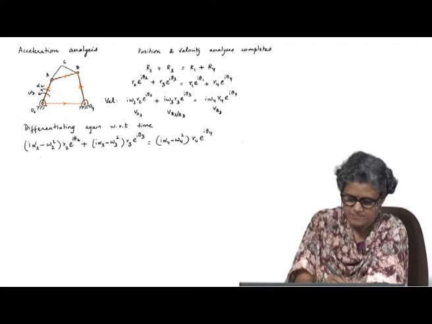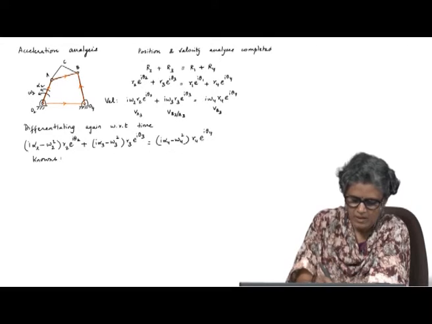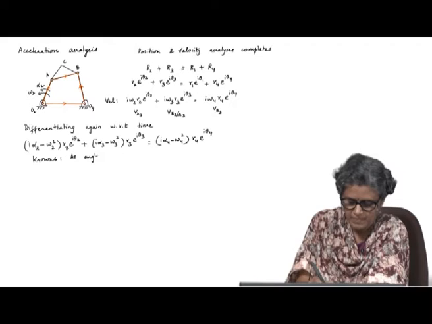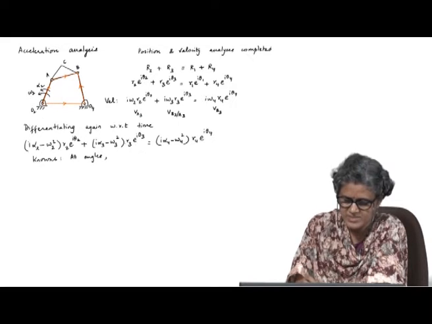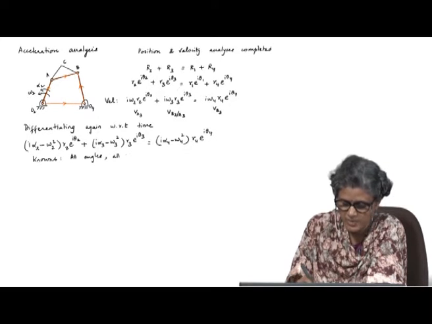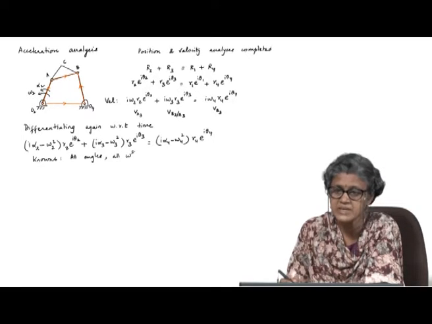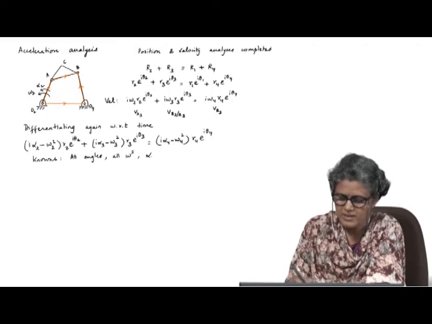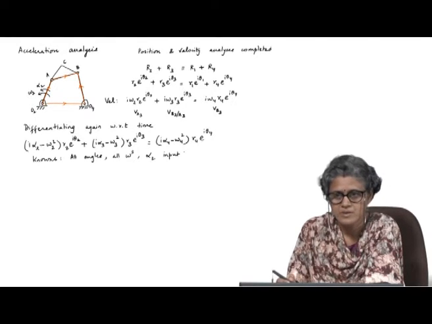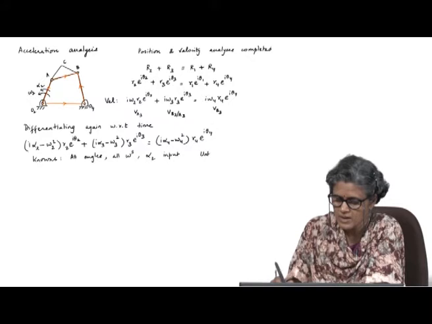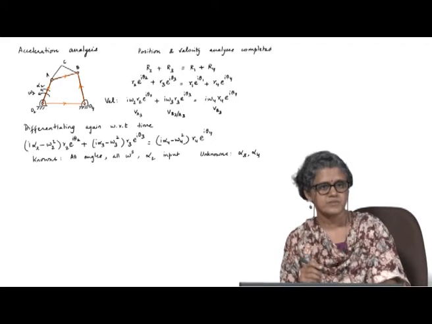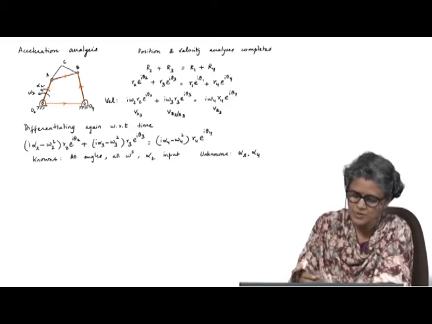My knowns are all angles, link lengths of course, because you are doing analysis. So, you have to know what linkage you are analyzing. All angles, all omegas are known because you have completed the velocity analysis, and alpha 2 is input. So, the only unknowns in these equations are alpha 3 and alpha 4. So, I can solve for those 2 unknowns.